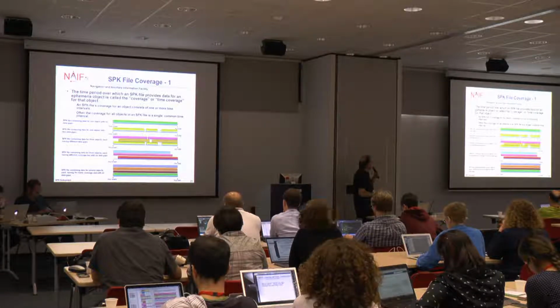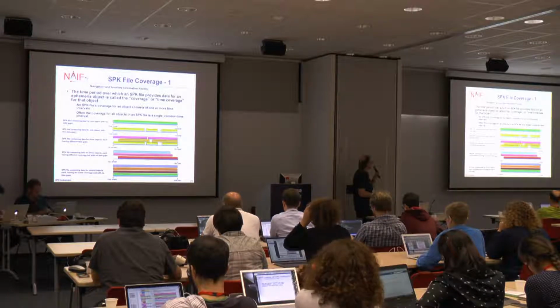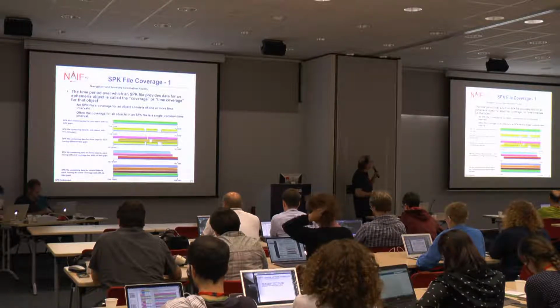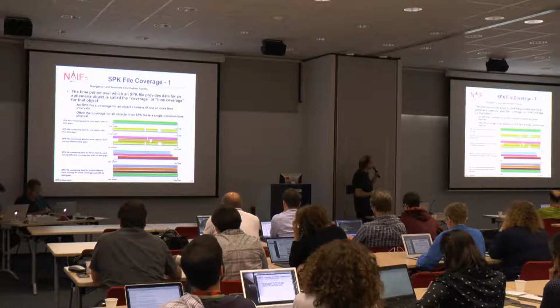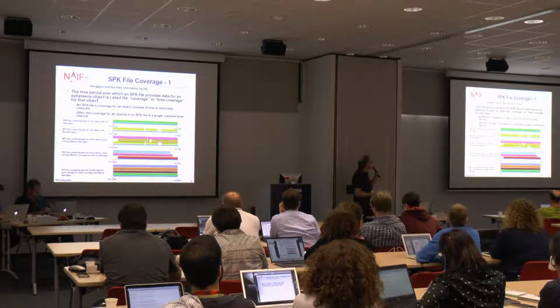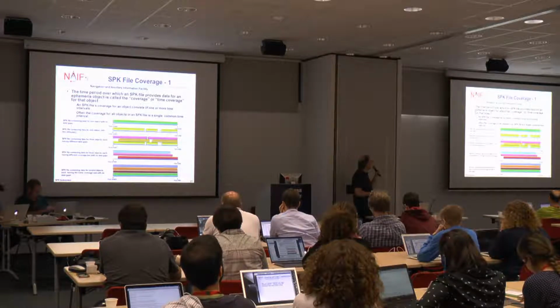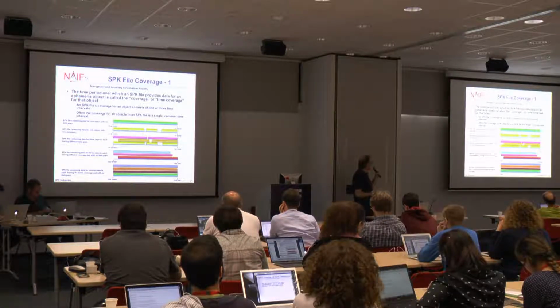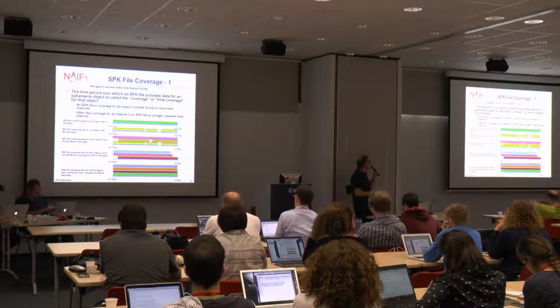Here we're talking about time coverage. An SPK file's coverage for a specific object consists of one or more time intervals. Often the coverage for all objects in an SPK file is just a single common time interval. This is a very common situation, particularly for planetary and satellite ephemerides, where all the objects in the file just have the same start time and stop time, and there are no coverage gaps at all.